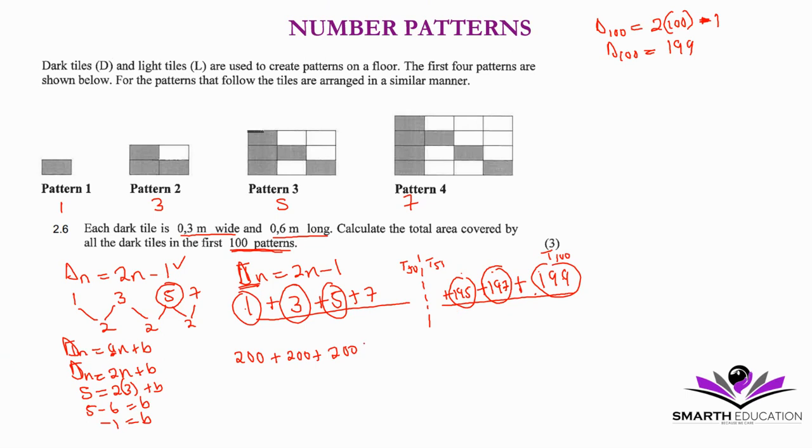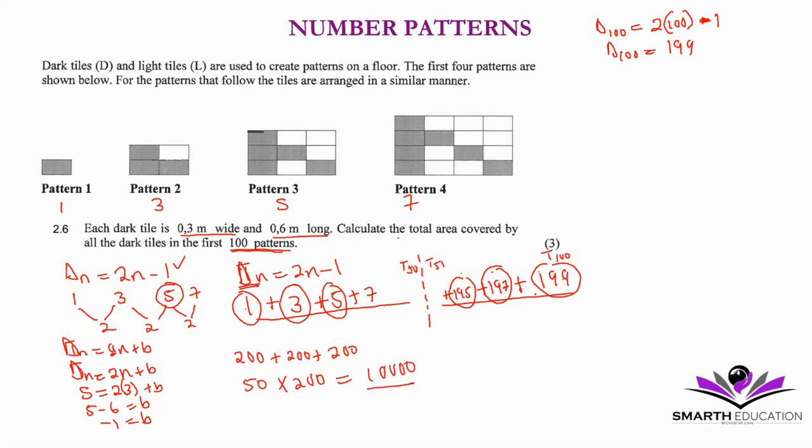And how many 200s are we going to have? We're going to have 50 of them. So the total number of tiles here is going to be 50 times 200, which is equal to 10,000. So there are 10,000 tiles.